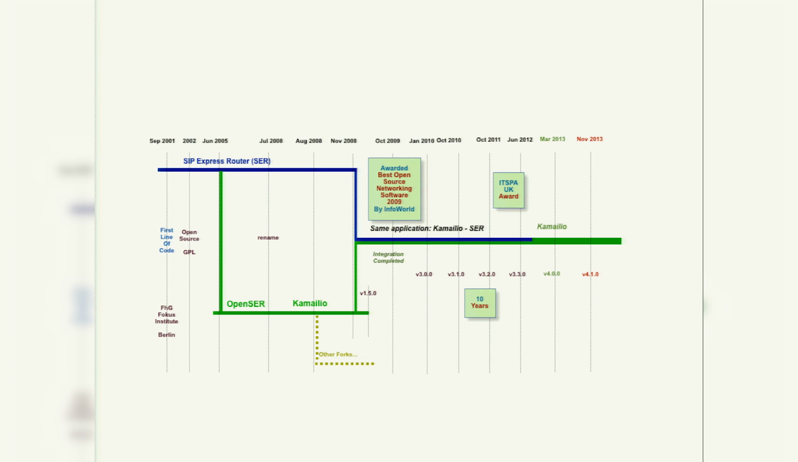As a history of the project, there was quite a bit of drama around it. The origin of the project is in a research institute in Berlin, Germany, back in 2001, 2002, as I said, with the initial name of the project, SIP Express Router, short name SER. Then when the project became very popular, the institute made a spin-off, and that spin-off company was acquired by Tekelec. I don't know if you are aware of Tekelec.